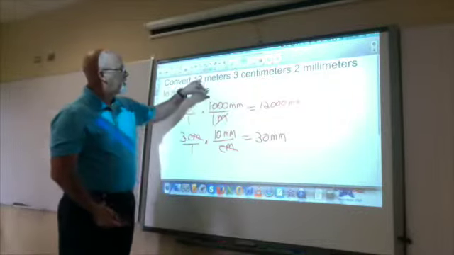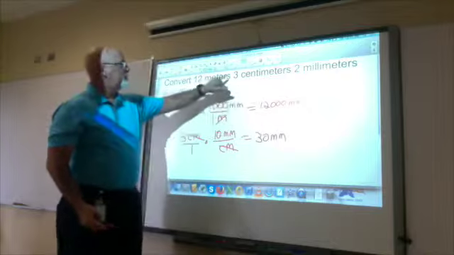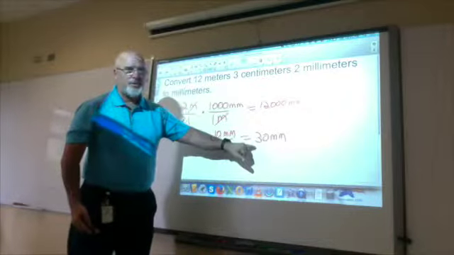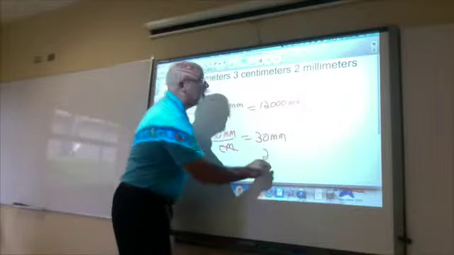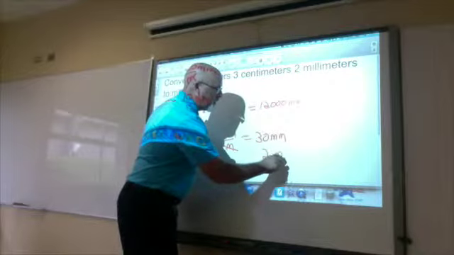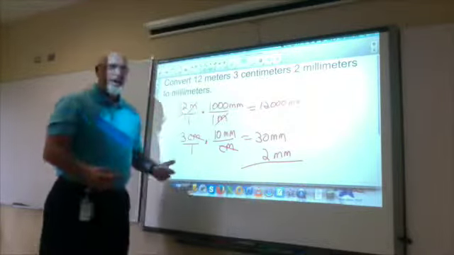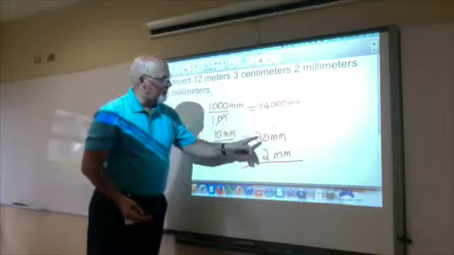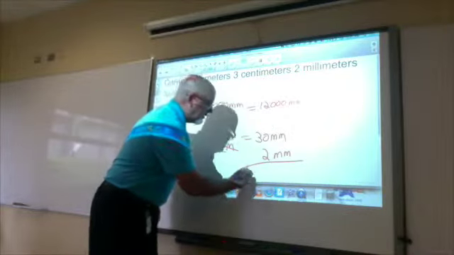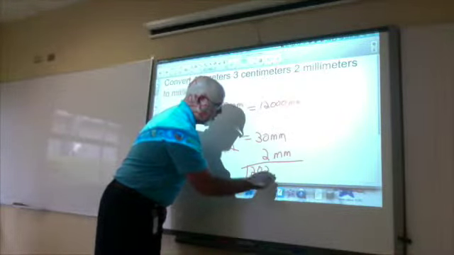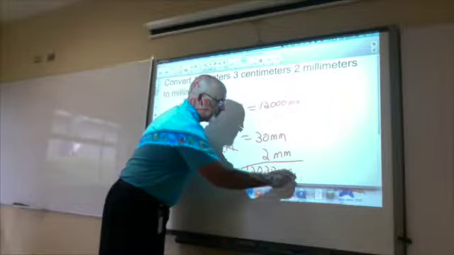And now we've got 12 meters, which are 12,000. We've got 3 centimeters, which are 30 millimeters, and we've got 2 millimeters that were by themselves. So we add those up, and we get 12,032 millimeters.